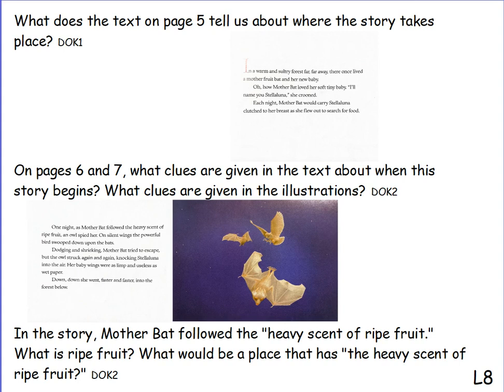In a warm and sultry forest, far, far away, there once lived a mother fruit bat and her new baby. Oh, how Mother Bat loved her soft, tiny baby. "I'll name you Stella Luna," she crooned. Each night, Mother Bat would carry Stella Luna clutched to her breast as she flew out to search for food.